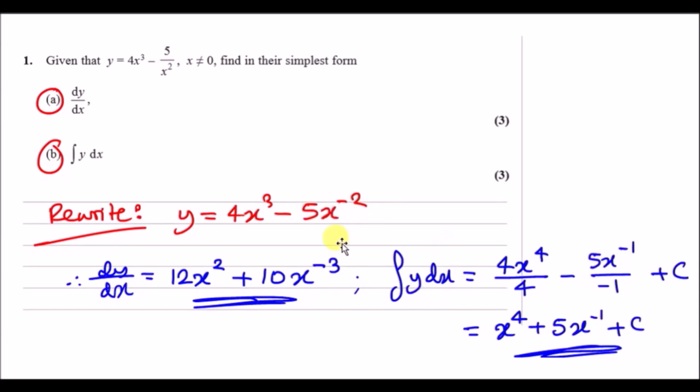Okay? Now let's go ahead and differentiate. The rule of differentiation is that we always drop the power down. So in this case, we just drop the 3 down. So it'll be 4 times 3, which is 12. And then subtract the power by 1. And for the next one, we drop minus 2 down. So it'll be minus 2 times minus 5, which is plus 10. Subtract the power by 1, you get minus 3.